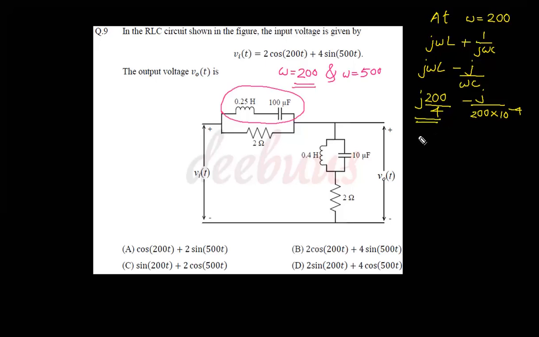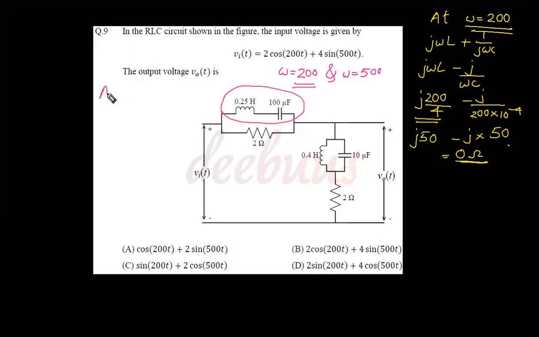The first term corresponds to j 50, minus the second term, which is j into 10 raised to 4 by 200. 10 raised to 4 is 10,000, and 10,000 by 200 is 50. So this is j 50. So the impedance becomes 0 at omega equal to 200 for this side. That means it is acting as a short circuit at this point for omega equal to 200, right?